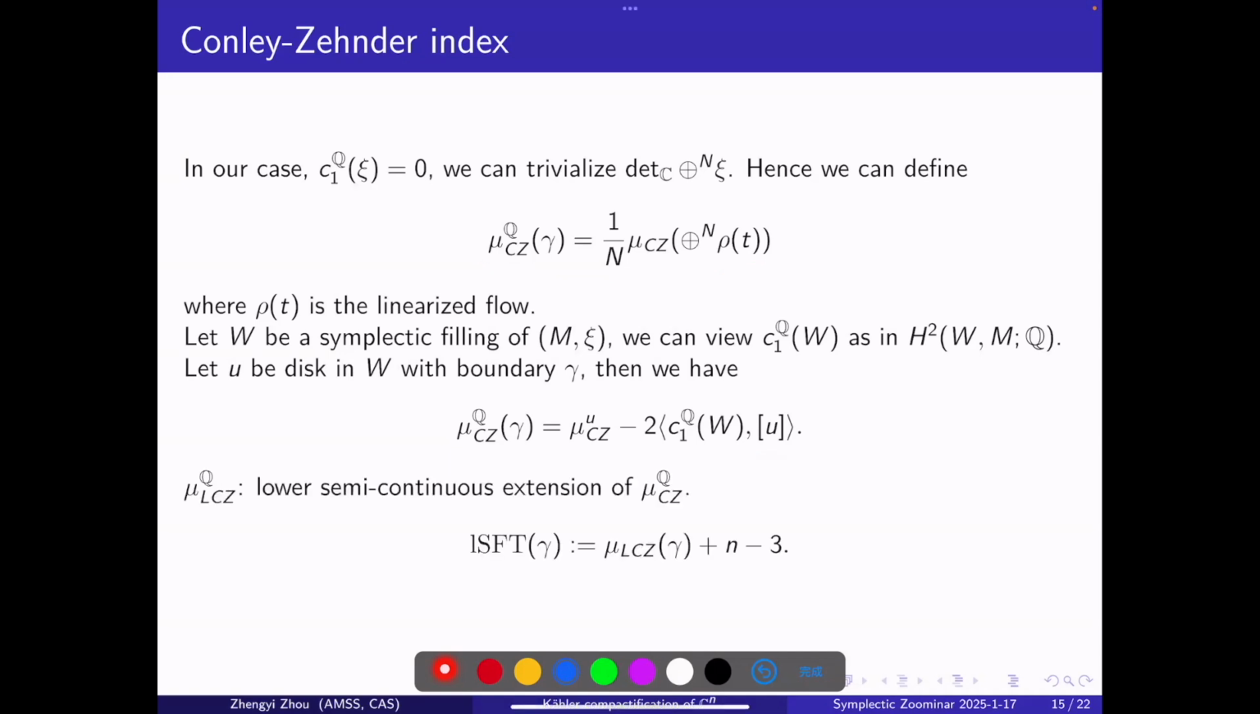Okay, and then in our notation, because the contact form we consider is typically of Morse-Bott form, we need to use a lower semi-continuous extension of the Conley-Zehnder index. Since we consider the Morse-Bott case, this lower semi-continuous Conley-Zehnder index is just the minimum Conley-Zehnder index you get after you perturb your Morse-Bott family into the Morse case. And the LSFT, the lower SFT degree, is just the SFT degree using this lower semi-continuous Conley-Zehnder index. So that explains all the terminology in the theorem.